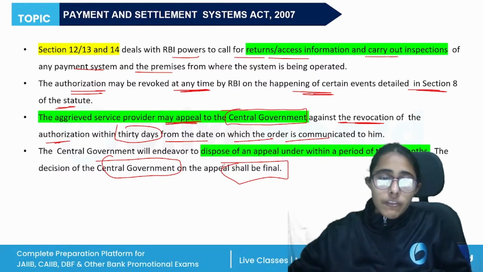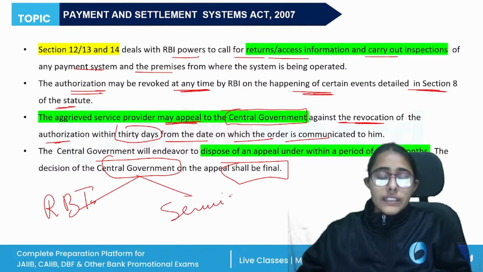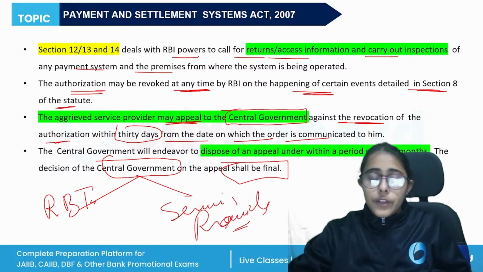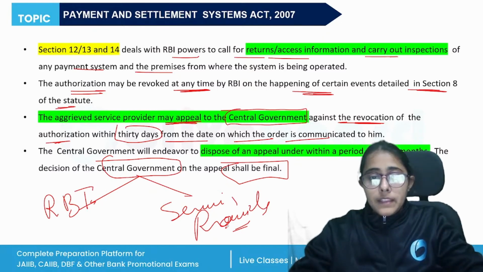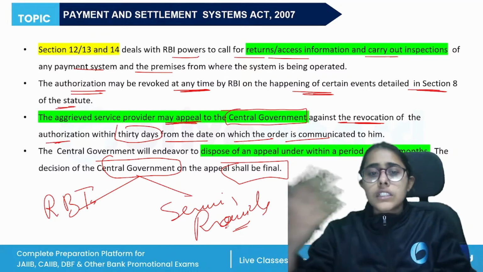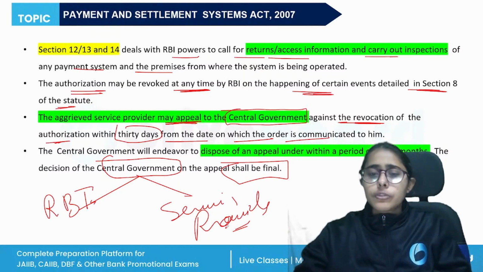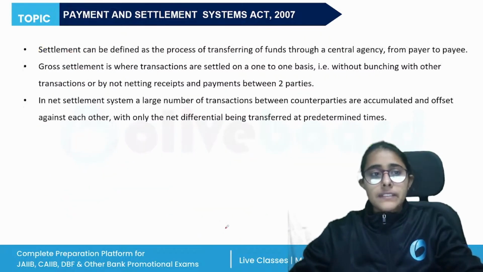So once the central government takes a decision, they can direct the RBI to take back their decision, or they can say to the service provider that this decision taken by RBI was correct and you should stop all your operations now. Alright, so the decision of the central government on the appeal shall be final. And if we talk about the refusal, every application has to be processed by RBI as soon as possible, and any such application should be disposed of within a period of 6 months from filing such application. So the time limits have been given.